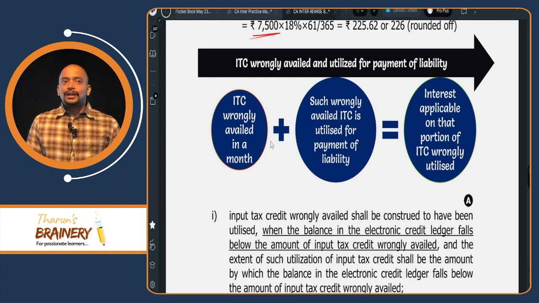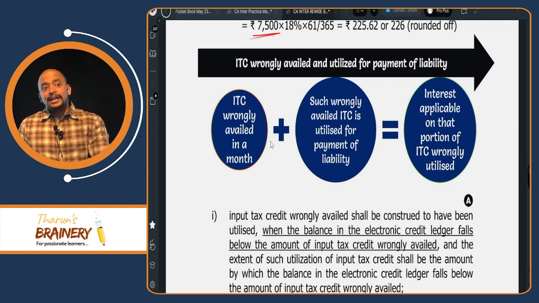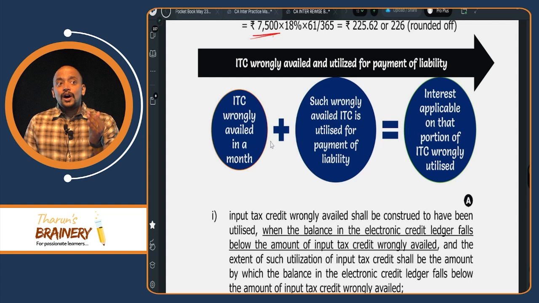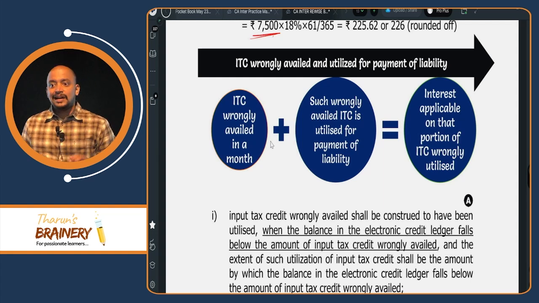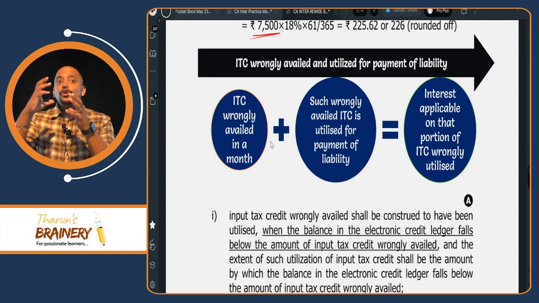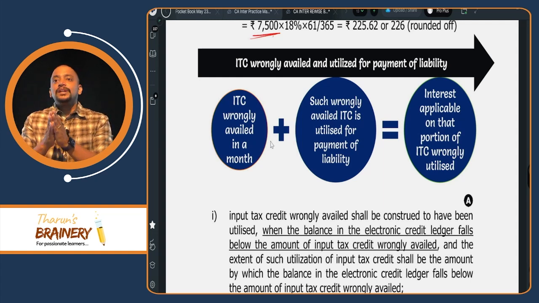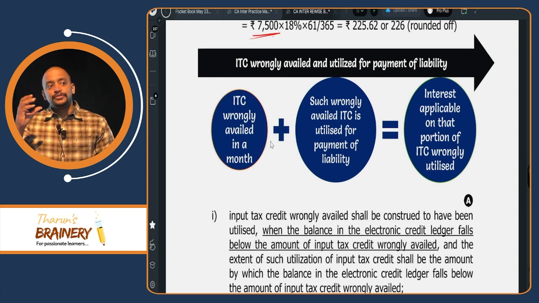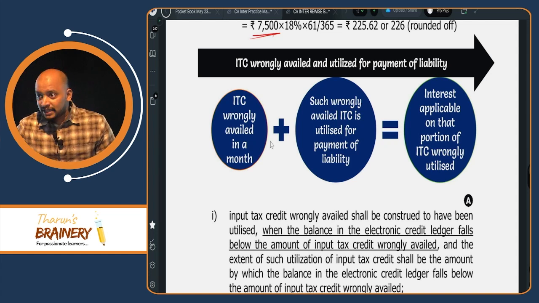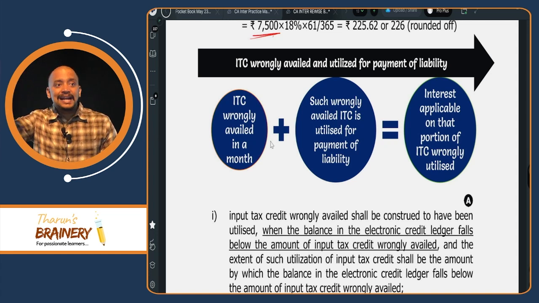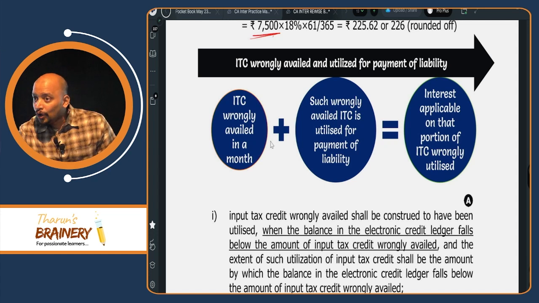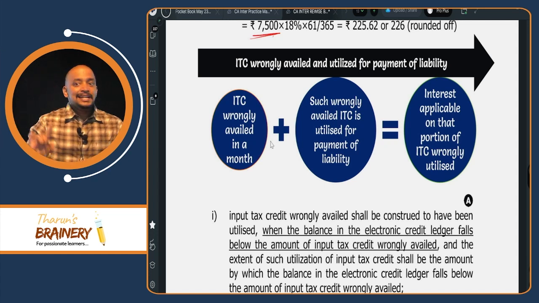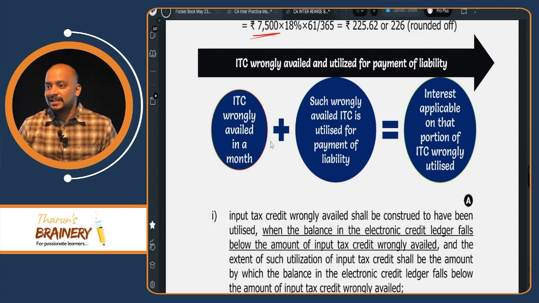Now we need to compute interest on wrongly availed ITC or wrongly utilized ITC. How to find how much ITC we have utilized? Please concentrate, a very, very important area. How to find out how much ITC we have utilized? In that month where the balance in ITC falls below the wrongly availed ITC, in that month we have utilized the ITC.